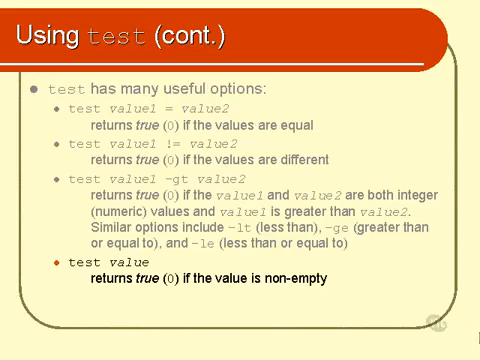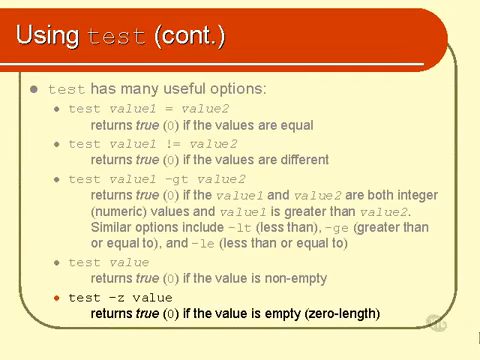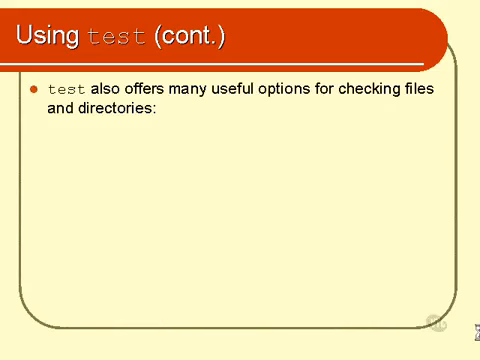Now there is an opposite test for that as well, test minus Z. Z stands for 0, and this will actually return true if the value is empty. It is of 0 length. So those are a bunch of options for testing the values of variables and comparing one variable to another. We also have some other options that can be used with test, and they really have nothing to do with variables per se. They have to do with files and directories. So let's have a look at those.